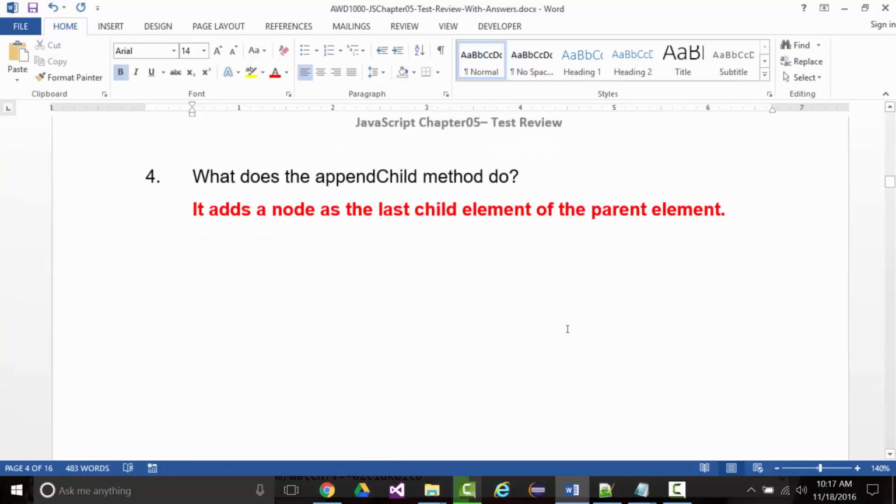What does the appendChild method do? It adds a node as the last child element of the parent. So it places that element at the end by default. It appends it to the end.